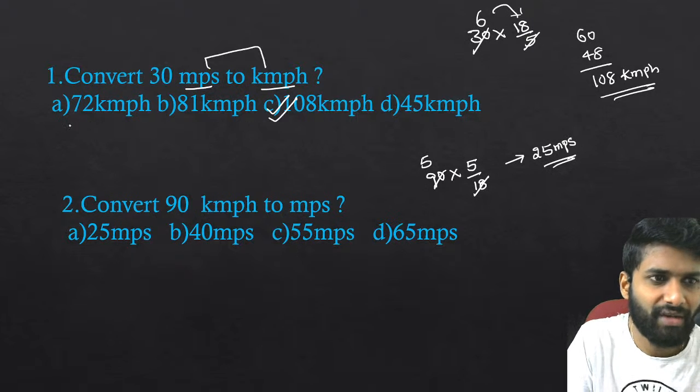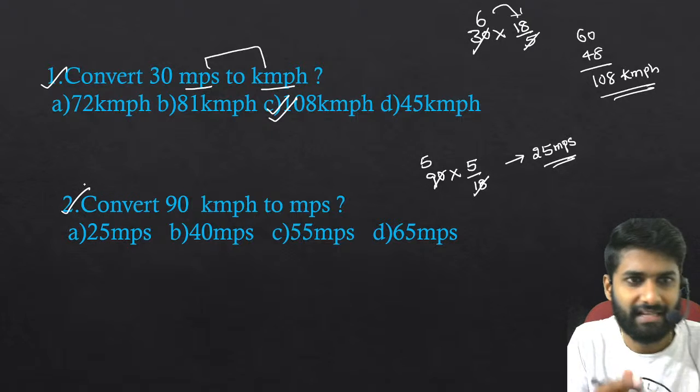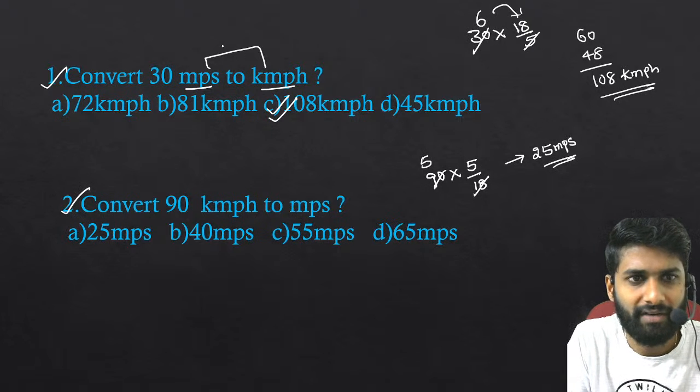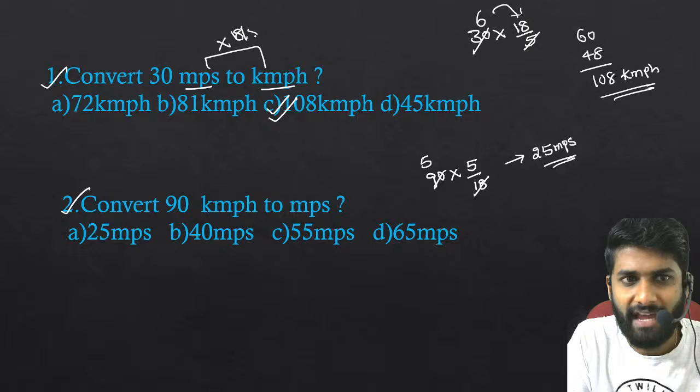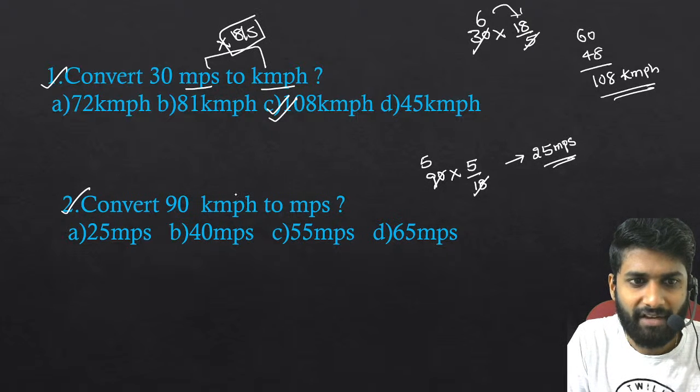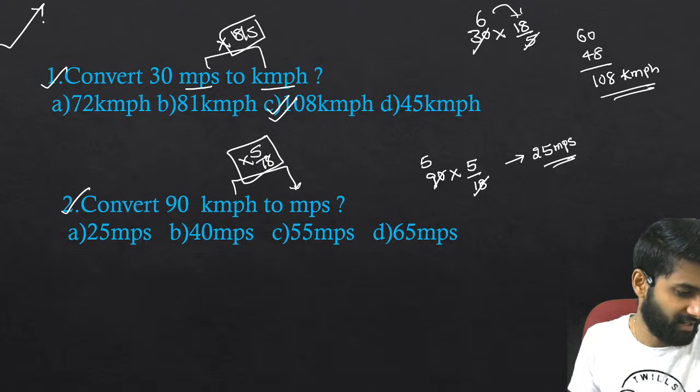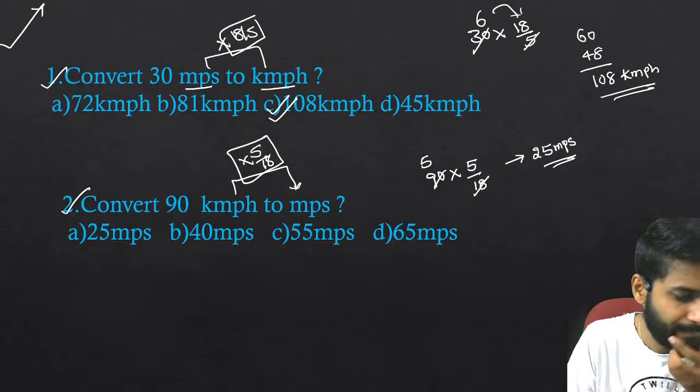If you are good at conversion, you can easily solve these two questions. If you convert meters per second to kilometers per hour, the number which is multiplied is 18 by 5. Second one, if you convert kilometers per hour to meters per second, the number which is multiplied is 5 by 18. This is concept number 1, Nana. It's very good, right? Very good, Nana.